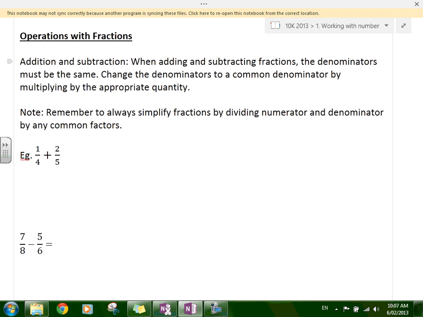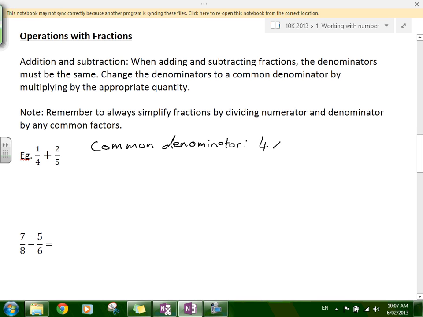So 1/4 plus 2/5. Common denominator will be 20. Common denominator will be 4 times 5. You multiply the denominators together and you get 20. So 1 over 4 equals what over 20? Yeah, 5 over 20.